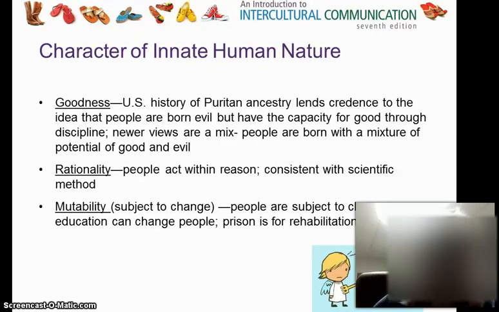Character of innate human nature. U.S. history of Puritan ancestry lends credence to the idea that people are born evil but have the capacity for good through discipline. Newer views are that people are born with a mixture of potential of good and evil. So past Puritan views were that people are born evil but will have the capacity to be good. But now we say people are born with a mixture of good and evil. Rationality, people act within reason, again, consistent with scientific method. And mutability, subject to change. People are subject to change. Education can change people. Prison is for rehabilitation. That's our belief in our culture.